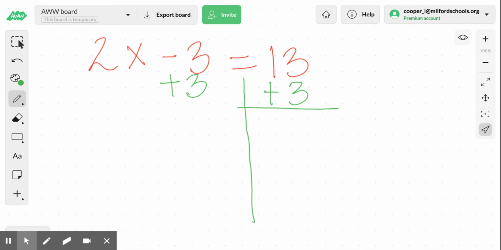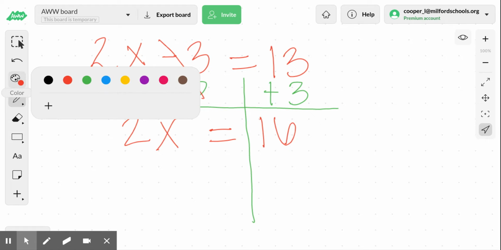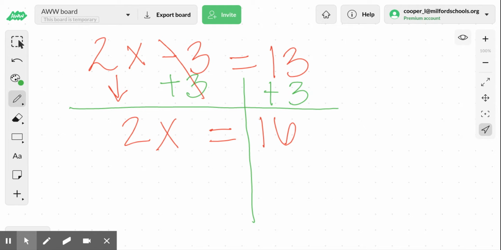So we have that. So my 3's cancel, which is what we want. But I'm still utilizing the 3 by putting it on the other side of the equal sign. So then I just bring my 2x down, bring down my equal sign, and 13 plus 3 is 16. So I now have my second operation that I'm going to do, and I'm multiplying 2 times x at the moment. So in order to undo that, I need to divide by 2 here.